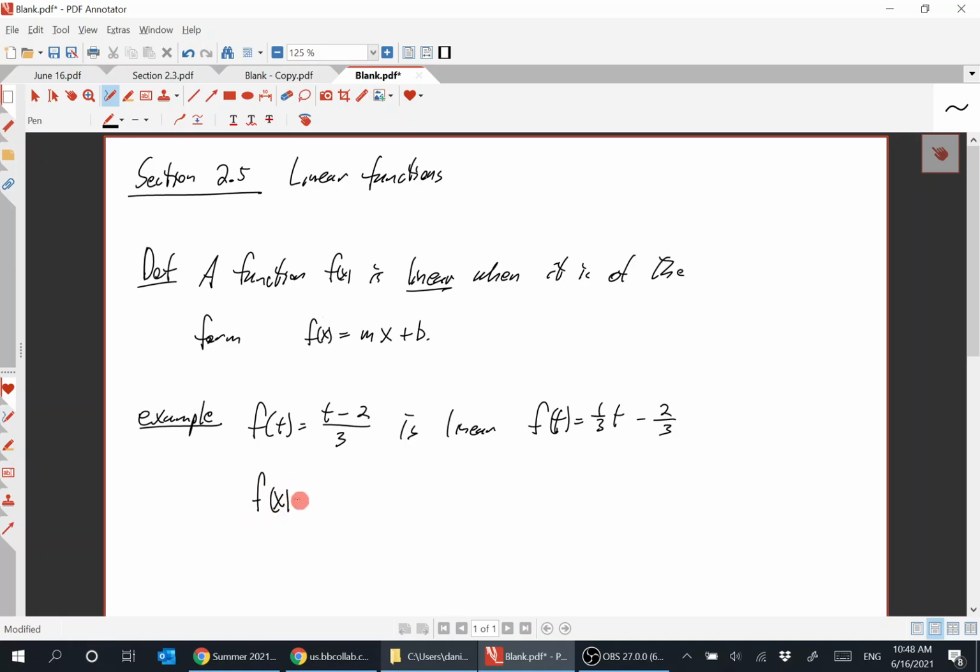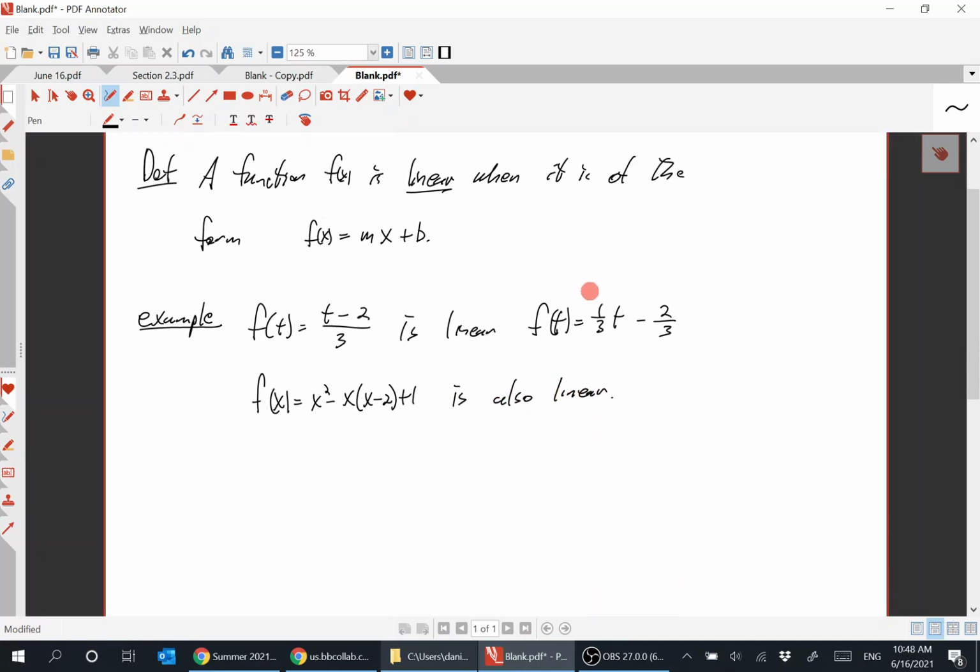F of x equal to, let's say, x squared minus x times x minus 2 plus 1 is also linear. It can be rewritten as follows. I mean, a linear function shouldn't have an x squared in it. It's supposed to be m times x plus b, where m and b are constants.